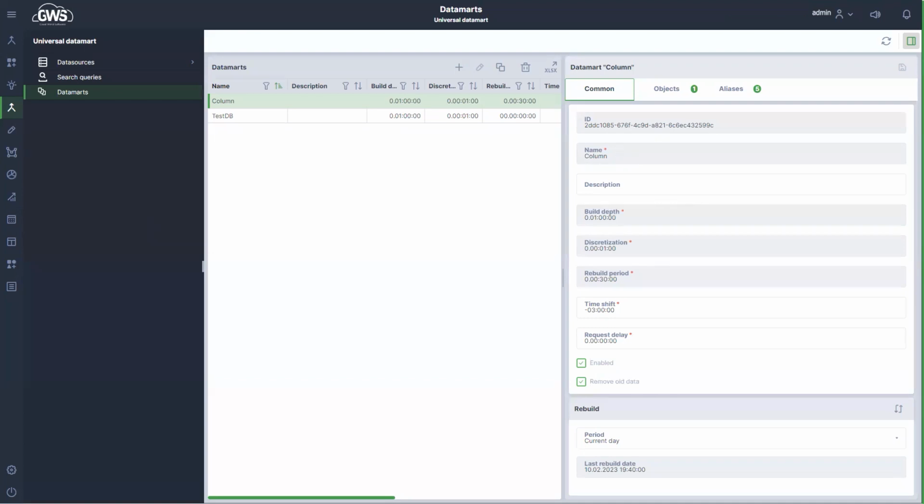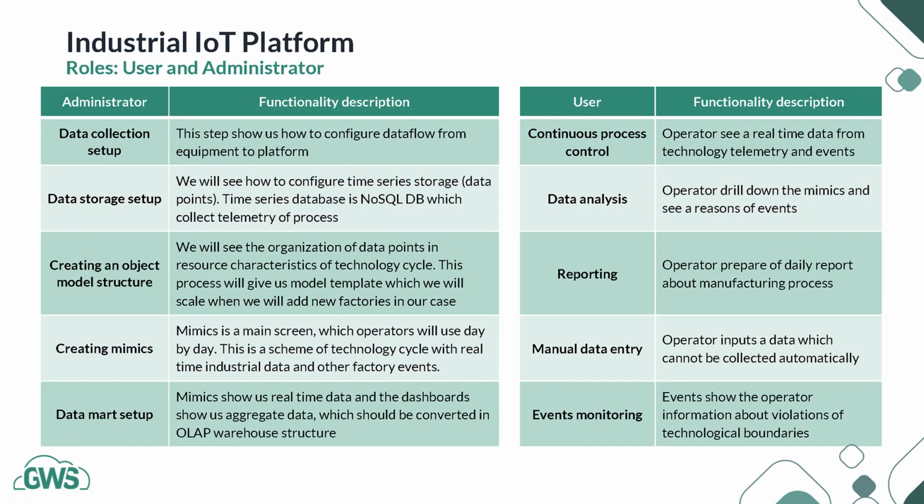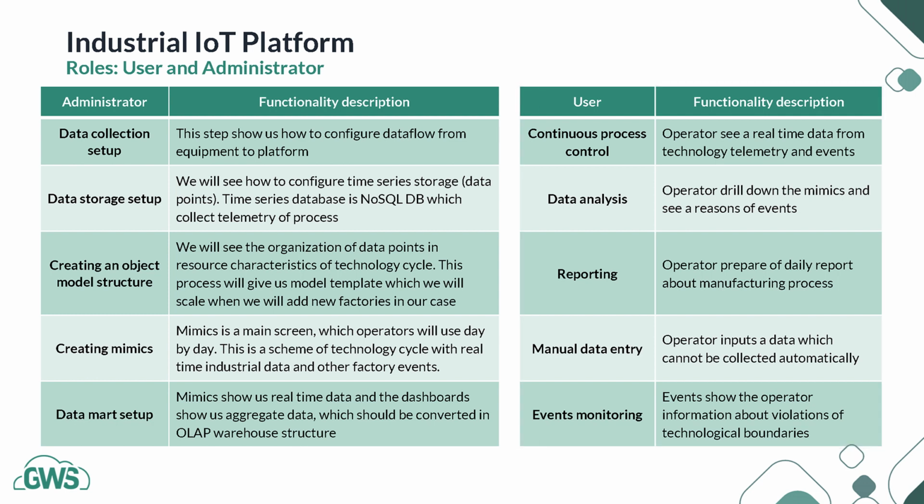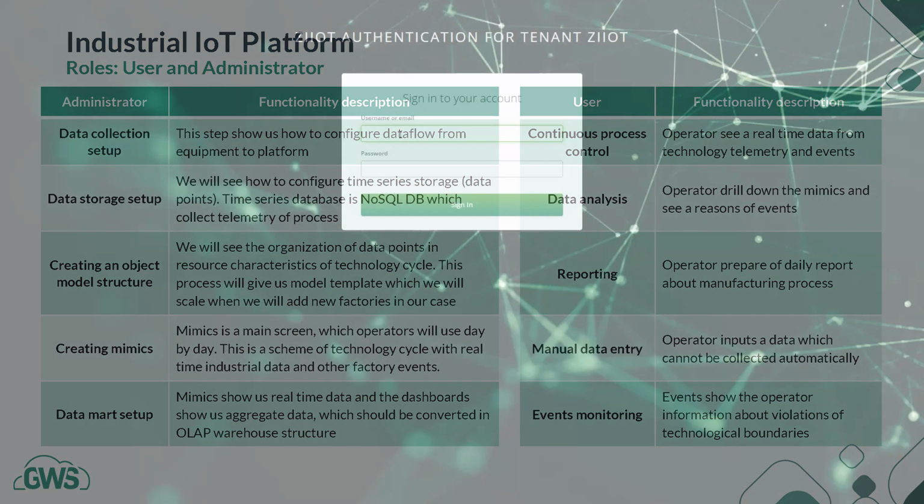The process of creating dashboards and reports is similar to the process of creating mimics and consists of setting up the appearance and data binding. With that completed the administrator script, let us now move on to the user script. Now we switch the role to the user. And the first mode is the continuous process control.